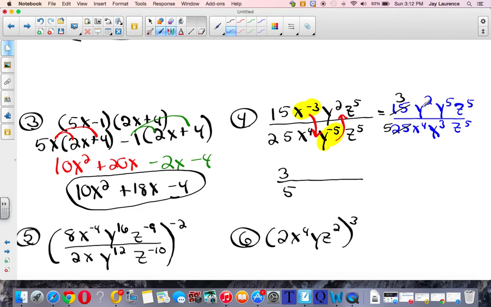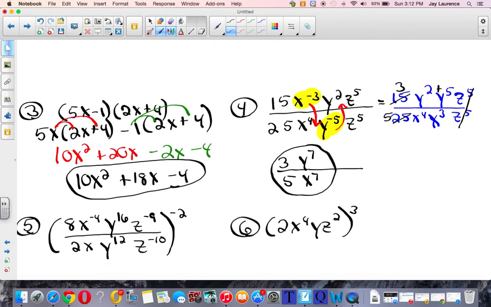My y's, y squared times y to the 5th, well the shortcut is to add the exponents, right? That'll be a y to the 7th. Denominator of an x to the 4th times an x cubed, that'll be an x to the 7th. And z to the 5th divided by z to the 5th, well, I could subtract those exponents or just cancel them out because the same number divided by itself is 1 as long as that number is not 0.